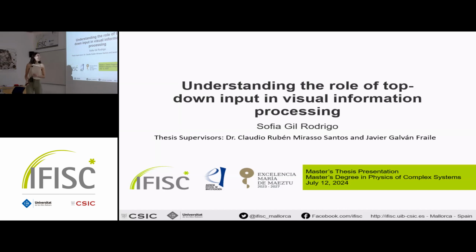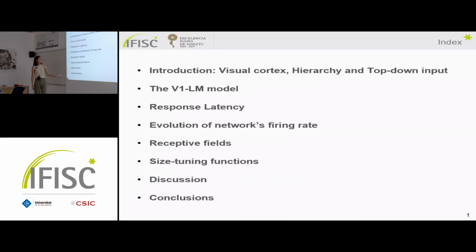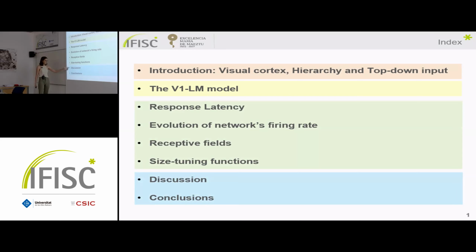Okay, good morning. I'm Sophia, and I've done my master thesis about understanding the role of top-down input in visual information processing. I have structured the presentation into the following sections. First, I will give a brief introduction about the visual cortex, hierarchy, and the top-down input. Then I will present the V1LM model, the visual cortex model, a bit. Next, I will explain some of the methodologies and the results that we obtained. And finally, I will give a discussion and brief conclusions.